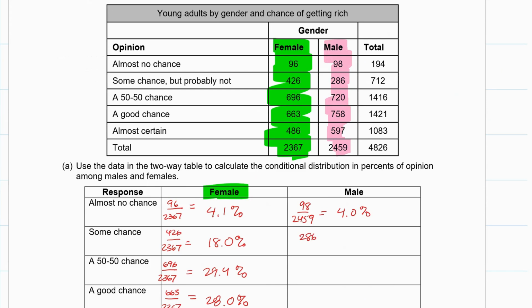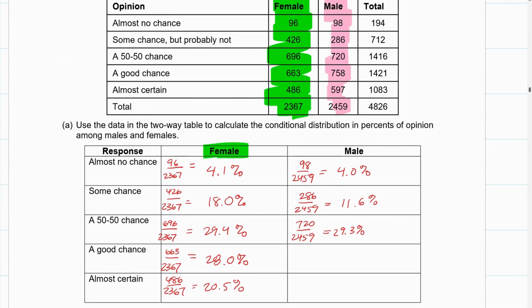Next one is 286 out of 2459. That's 11.6%. Wow, compared to 18. That seems like a pretty big difference. Like maybe the females are less optimistic than the males. Let's keep on going. 720 out of 2459. That's 29.3%. Okay, about the same as the females.